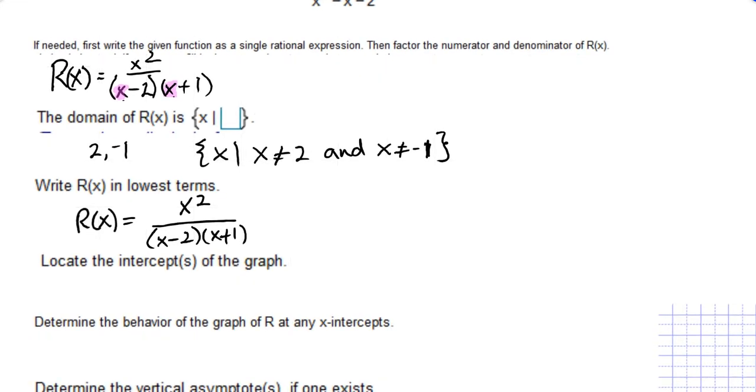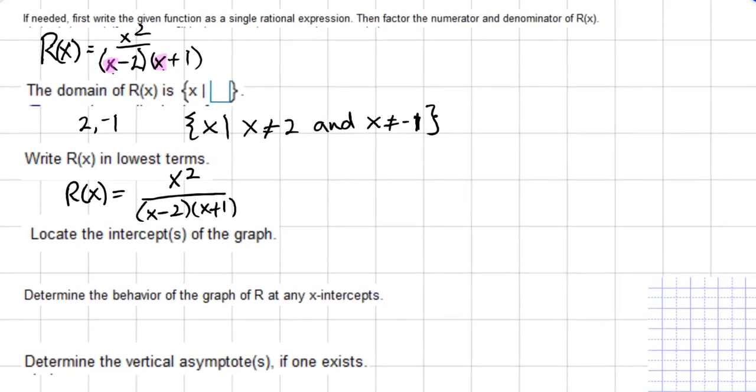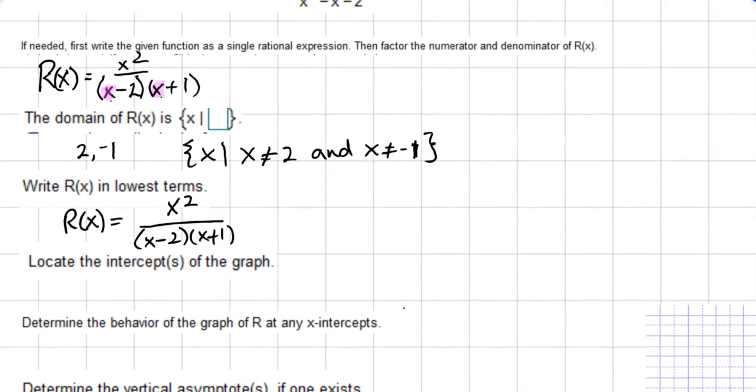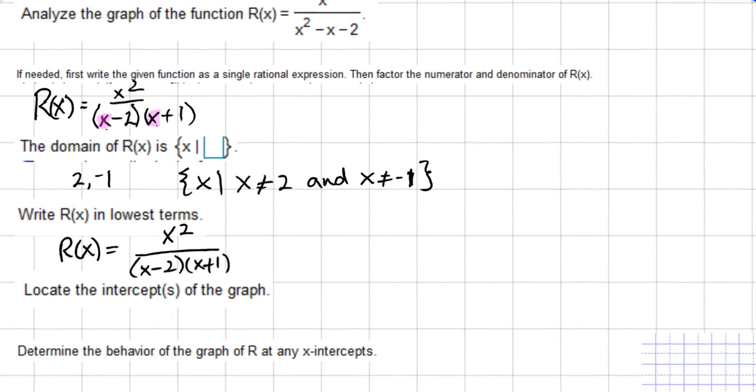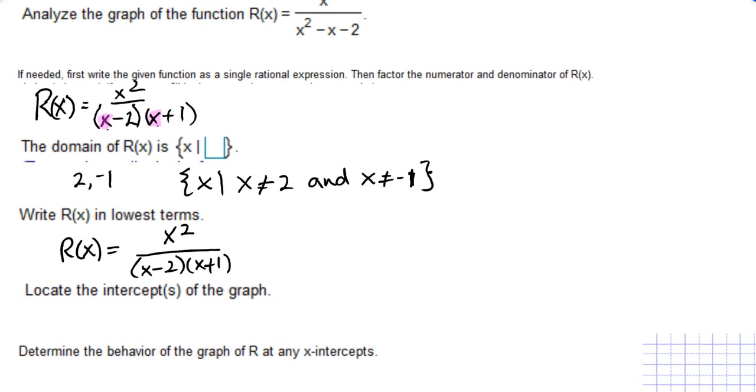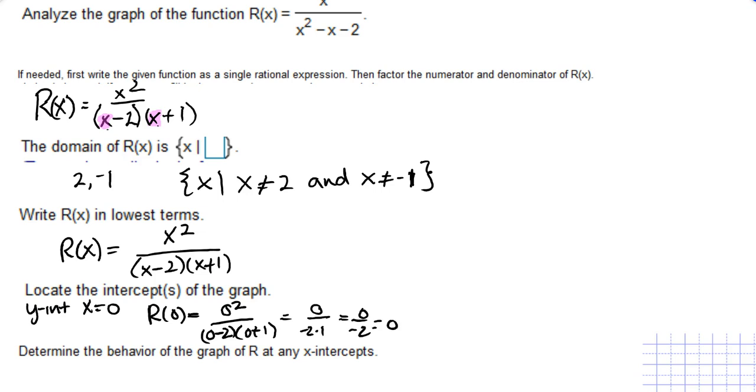Then we want to find any x-intercepts of the graph, x and y-intercepts. So let's find the y-intercept first. It's a little bit easier. So to find a y-intercept, you're going to let x be equal to 0. So we have r of 0 is 0 squared over 0 minus 2, 0 plus 1. And this ends up being 0 over negative 2 times 1, which is 0 over negative 2, and that's 0. So we have a y-intercept of (0, 0).